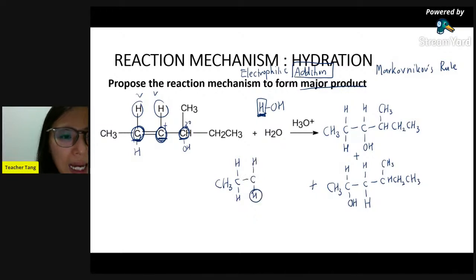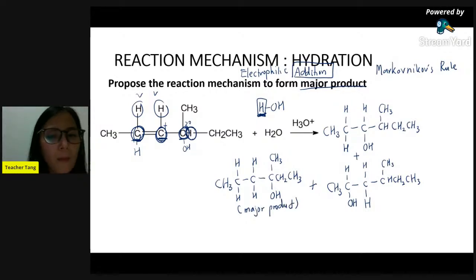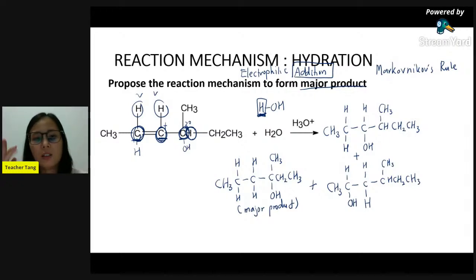So sekarang hydrogen ini adalah dari ini 1,2 hydride shift pergi sebelah. And OH can come in here. So this is the major product. Why is this the major product? It is because it is formed from the more stable carbocation intermediate, okay, the tertiary carbocation ion.